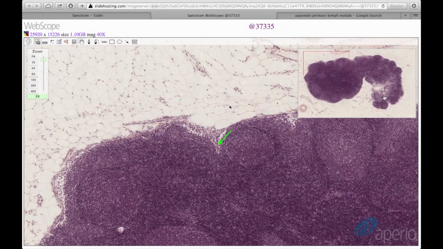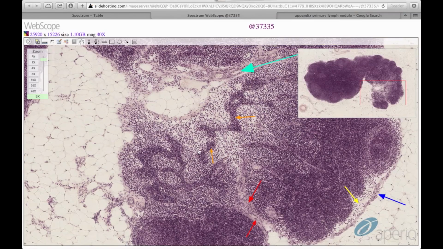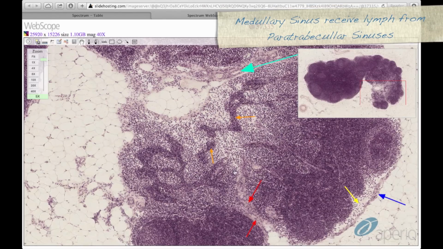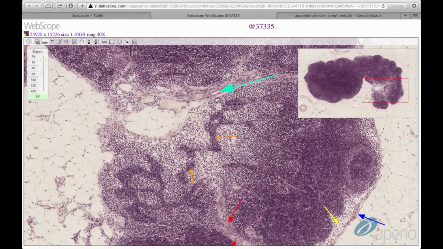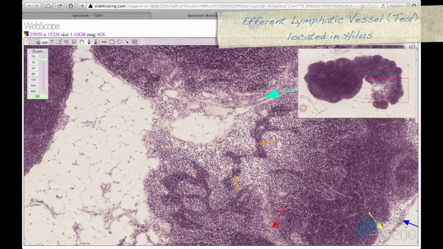Now let's take a look at the medulla, which has medullary cords at the orange arrows, made up of dense, irregular connective tissue. The medullary cords are surrounded by medullary sinuses, seen here at the pointer. The subcapsular sinus, paratrabecular sinus, and the medullary sinuses drain the lymph and the lymphocytes through the lymph node towards the efferent lymphatic vessel, seen here at the teal arrow, which is located in an area known as the hilus of the lymph node here.